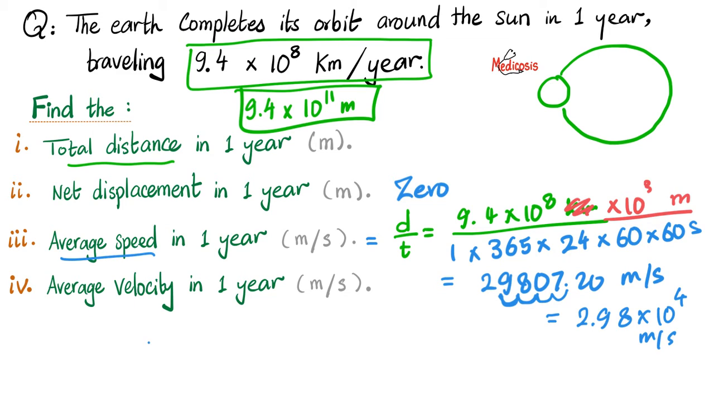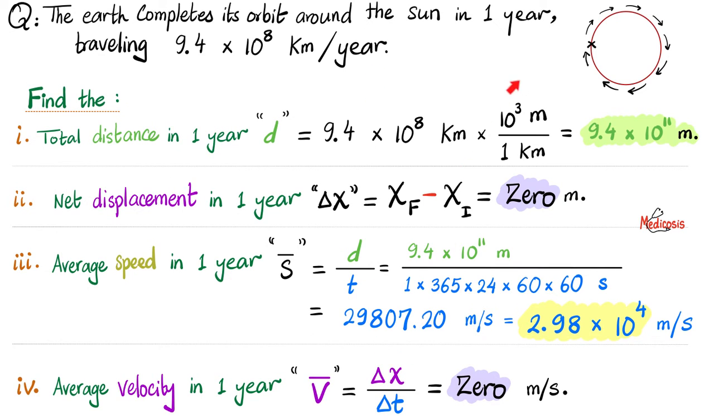How about the average velocity? Average velocity is displacement over time. And what's the displacement? 0. 0 over anything is 0. And here are the same answers again in color. Total distance, net displacement, average speed, average velocity.